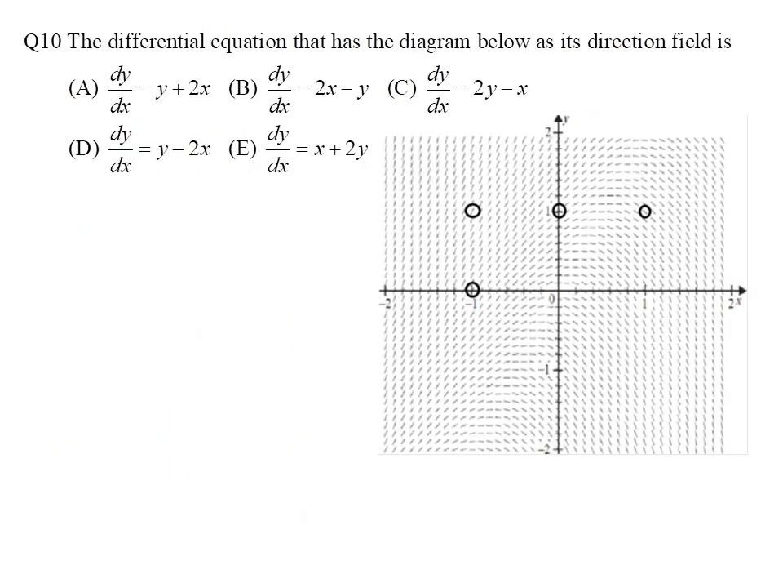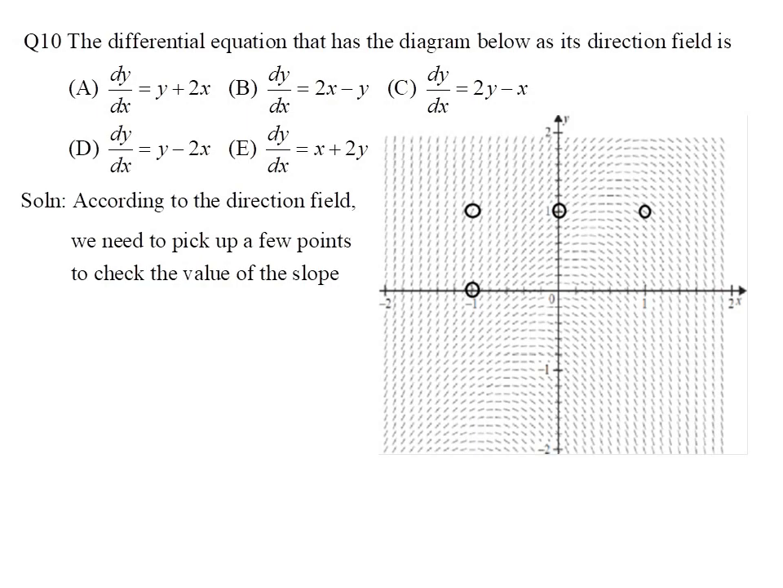In question 10, it shows the diagram of the direction field of a differential equation. Based on that, it requires identifying the correct differential equation among the 5 given ones. According to the given direction field, what we need to do is to pick a few points that help to identify the corresponding differential equation. Here the points picked for evaluation are (1, 1), (0, 1), (-1, 1), and (-1, 0).